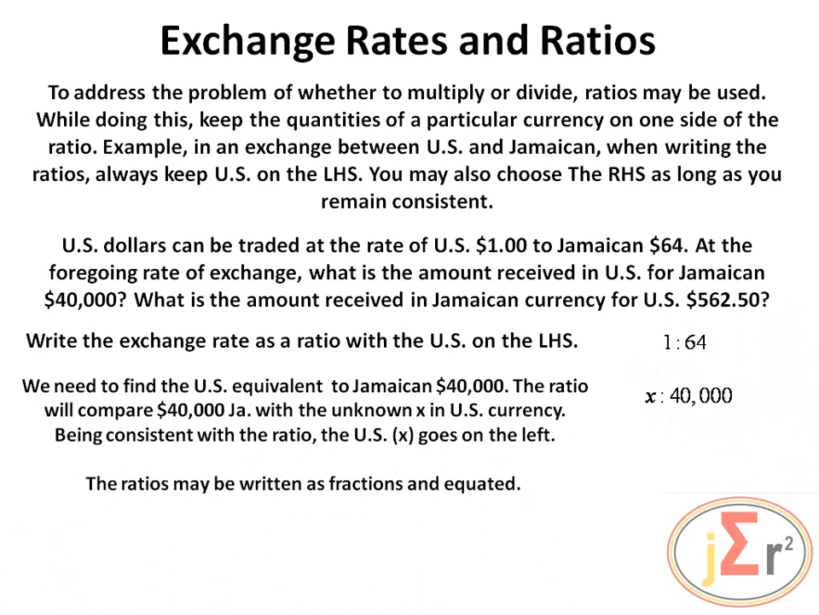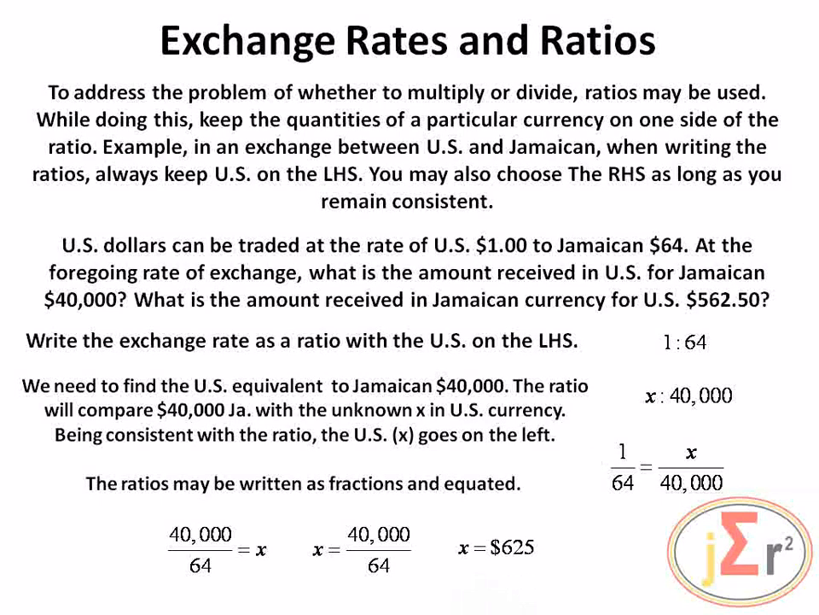Now, we may also write the ratios as fractions, and we are going to equate those fractions. So one is 1 over 64, and the other is x over 40,000. Then we may solve. Of course, we are dividing by 40,000 here, so we multiply by 40,000 on the right-hand side. And then we put x on the left-hand side, and our answer is $625 US.